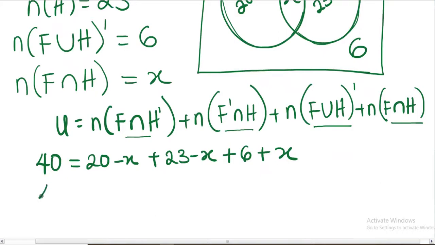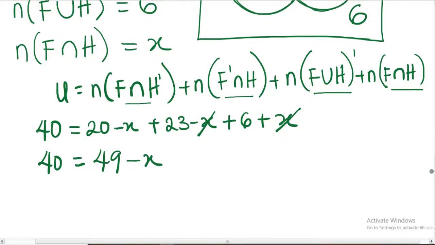So this becomes 40 is equal to 20 plus 23 plus 6. 20 plus 23 will give us 43. 43 plus 6 is said to be 49. So 49. Let's also add up all the variables. Minus x plus x is 0. So we are left with minus x.